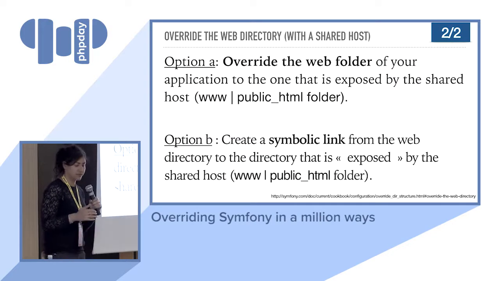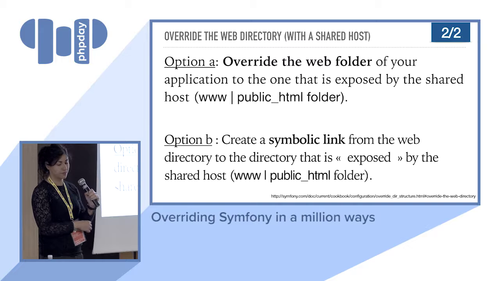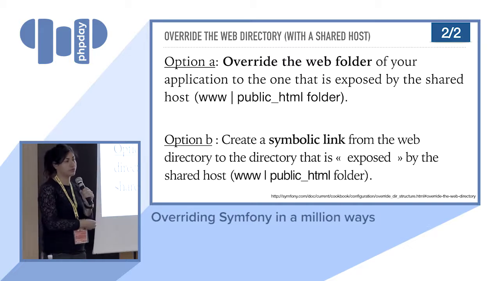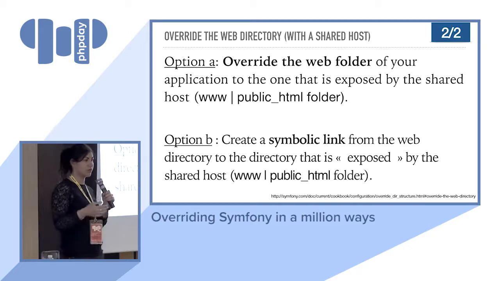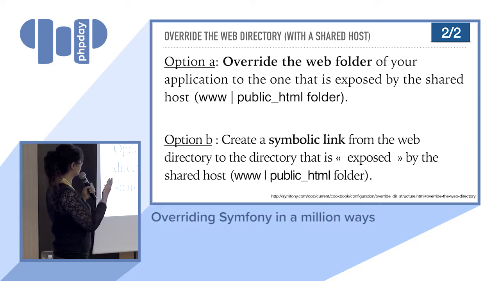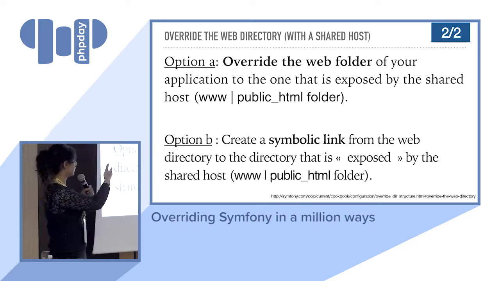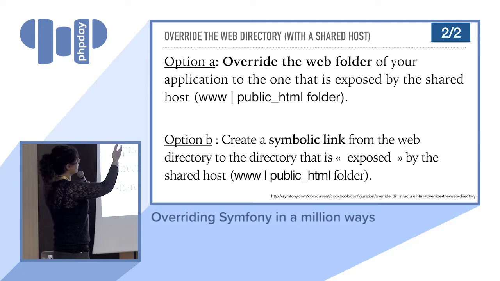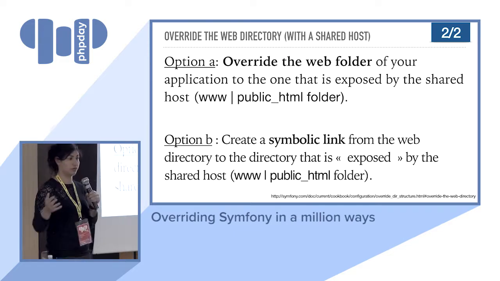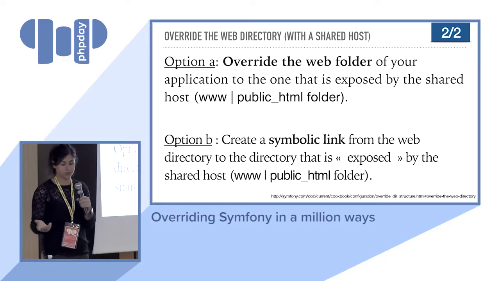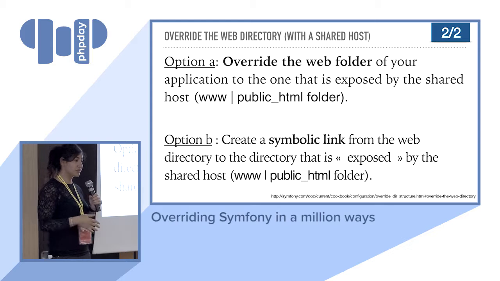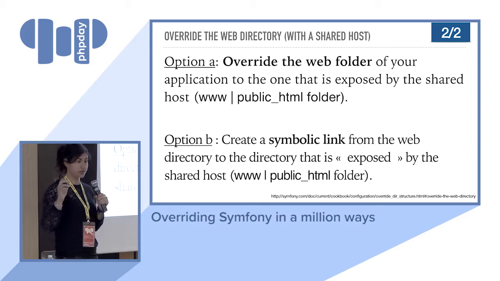Actually, I'm talking about this because most of the time you actually need to do those kinds of things when you are using a shared host, and maybe you need to change the web directory to the name www or maybe public_html or whatever, okay? So it can be useful. The option B is basically to just create a symbolic link, and it will work also.